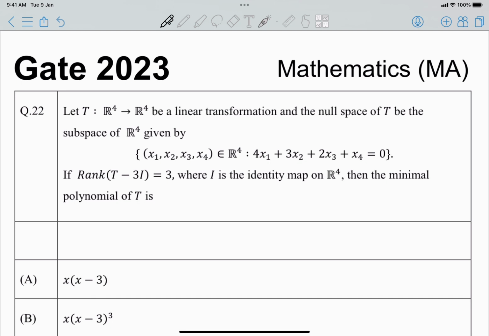Okay, so today we will solve GATE 2023 mathematics questions from linear algebra. This is question number 22. This is a 1 mark question. So what is this question saying? Let T from R4 to R4 be a linear transformation, and the null space of T is the subspace of R4 given by this. If rank of T minus 3I is 3, where I is the identity map on R4, then we have to find the minimal polynomial of T.